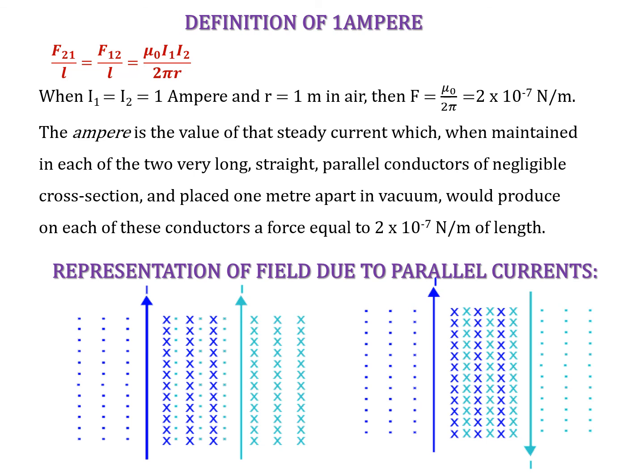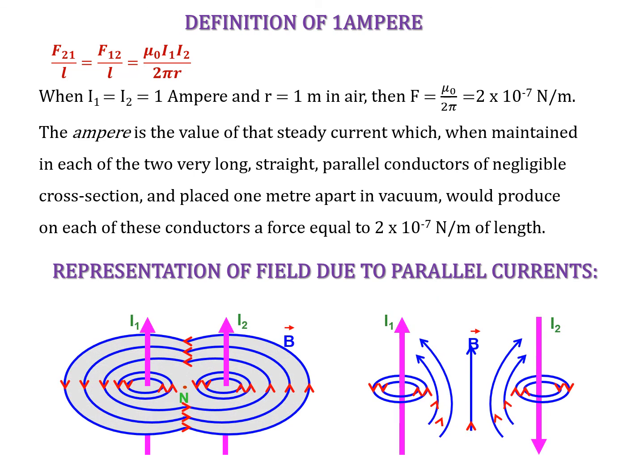This will further become clear when we draw field lines. We have drawn the field lines using the right hand thumb rule. We can see for the parallel currents, between the two conductors you will have fields in the opposite direction, whereas for opposite currents the fields between the two conductors are in the same direction. So opposite currents repel each other, and currents in the same direction attract each other.